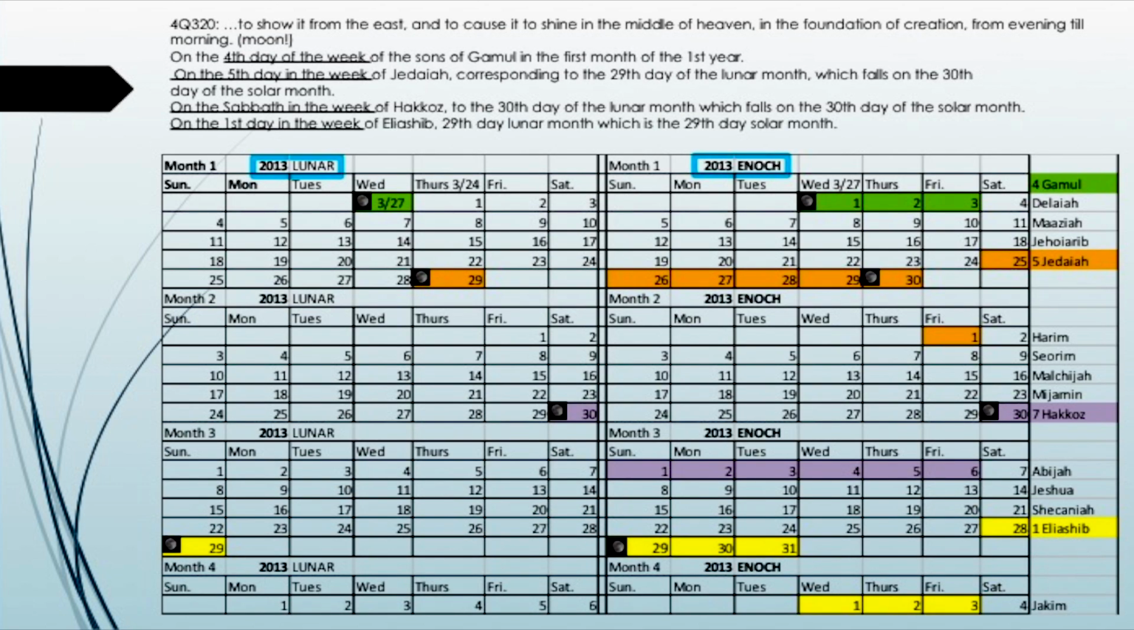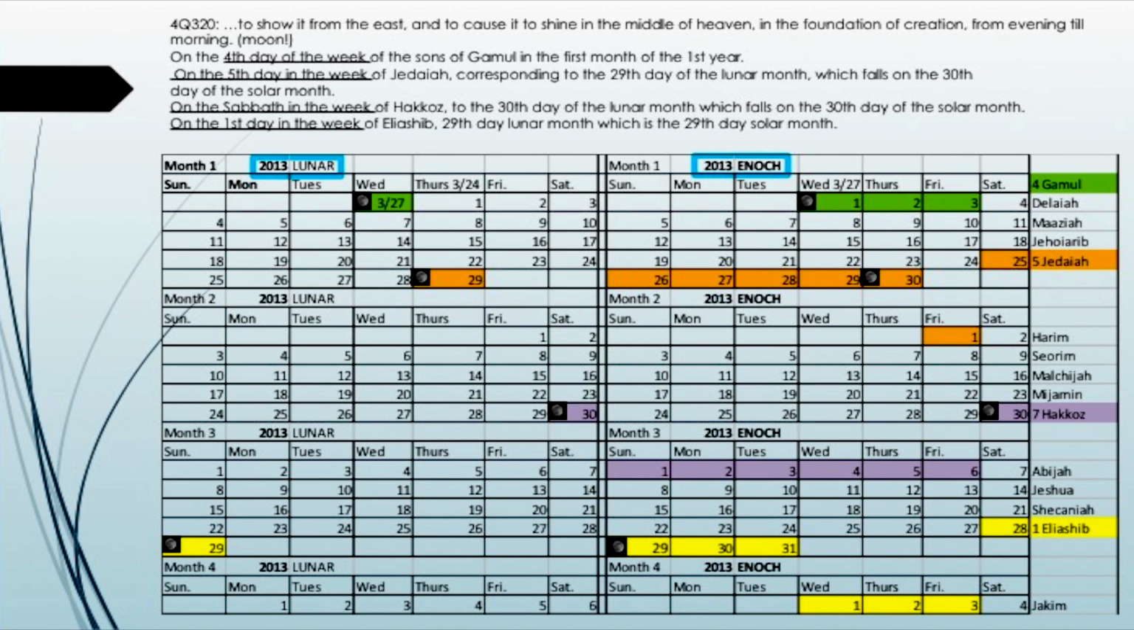Now, this is what 4Q320 actually talks about, which is the lunar cycle and the solar Enoch cycle. And it starts with, "to show it from the east and to cause it to shine in the middle of heaven, in the foundation of creation, from evening till morning." Now, this is talking about the moon, because the sun does not shine from evening until morning. Only the moon does. And this is a full moon. "On the 4th day of the week of the sons of Gimel in the 1st month of the 1st year."